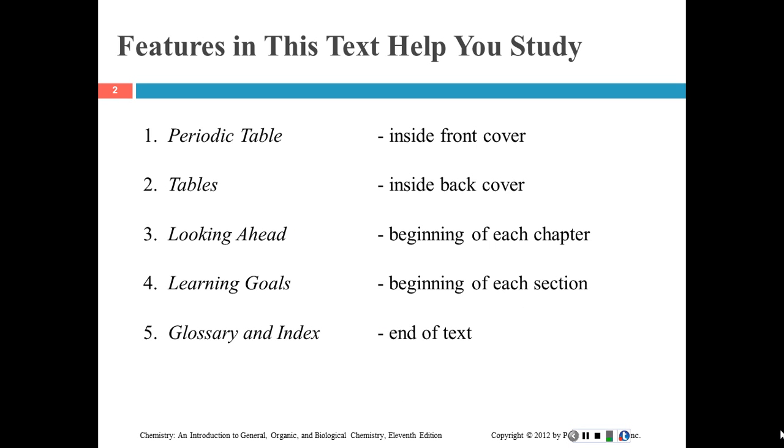There's a periodic table on the inside front cover. On the inside back cover, there are various tables with information that you may be using throughout the course. In the chapters, you will have a looking ahead section, and it sort of gives you a brief overview of what you're going to be looking at. Learning goals are also at the beginning of each section, like the ones we're doing here. They'll tell you what you should expect to learn. And then there's, of course, a glossary and an index, like usual in any book, that you'll see at the end of the text.